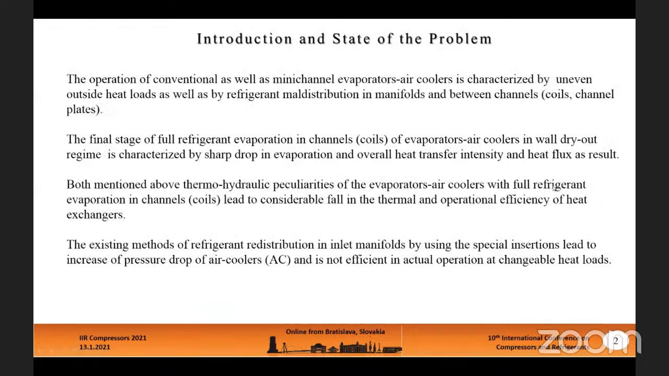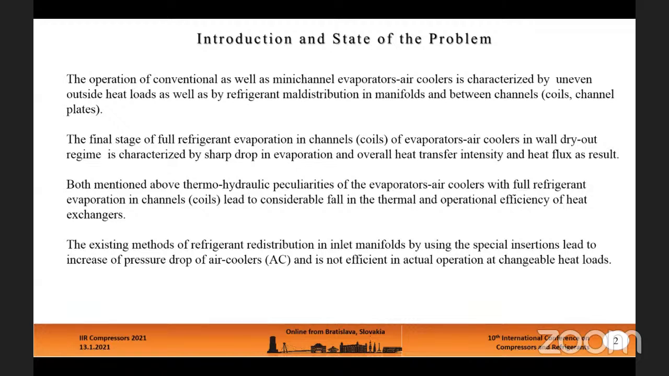The operation of conventional as well as mini-channel evaporator air coolers is characterized by uneven outside heat loads as well as by refrigerant maldistribution in manifolds and between channels. The final stage of full refrigerant evaporation in channels of evaporator air coolers, involving the dry out regime, is characterized by a sharp drop in evaporation and overall heat transfer intensity, and heat flux as a result.